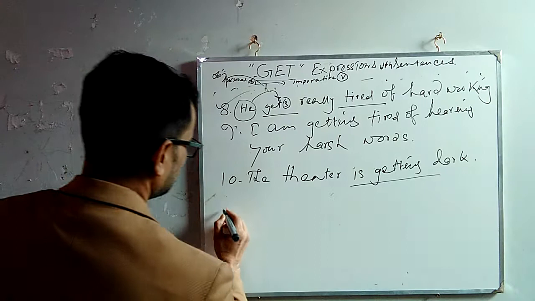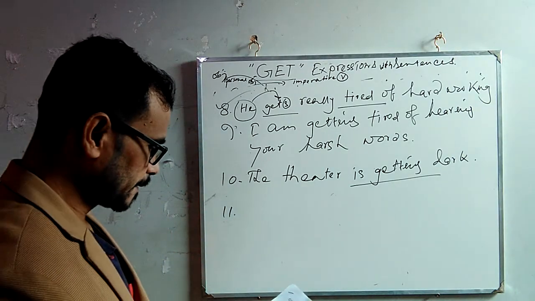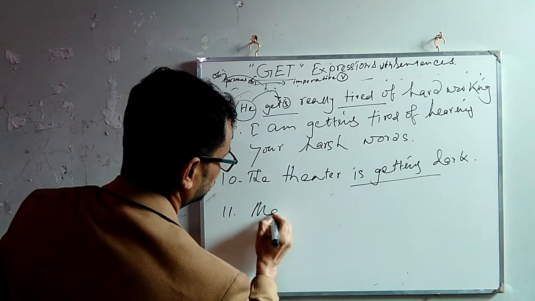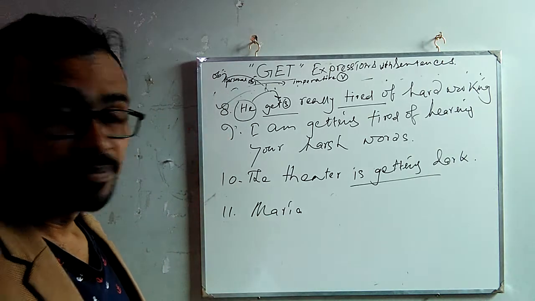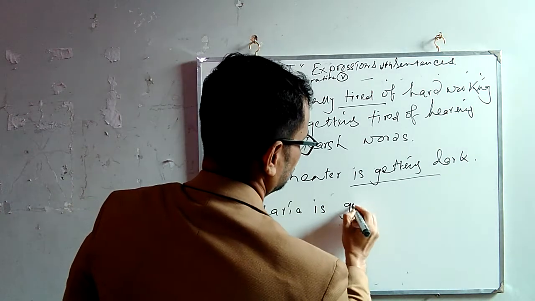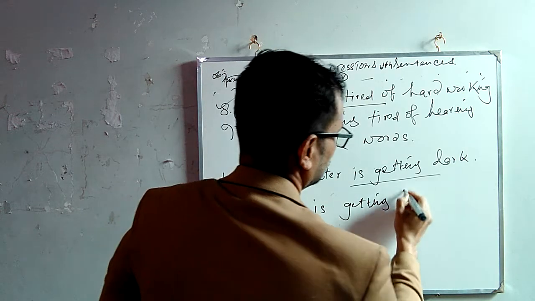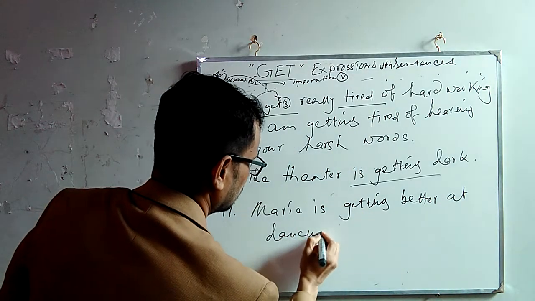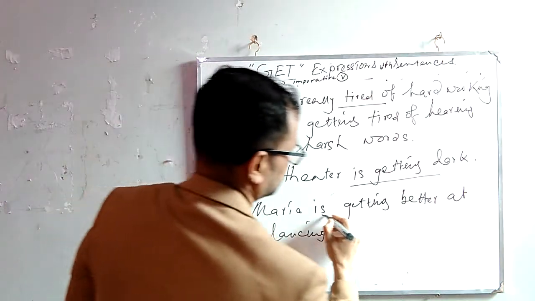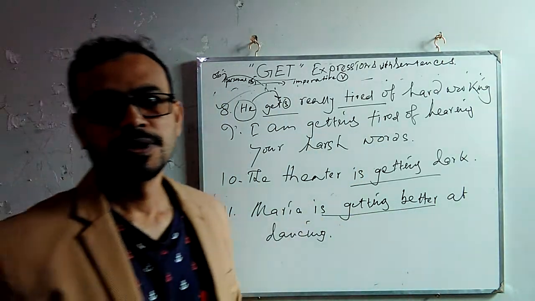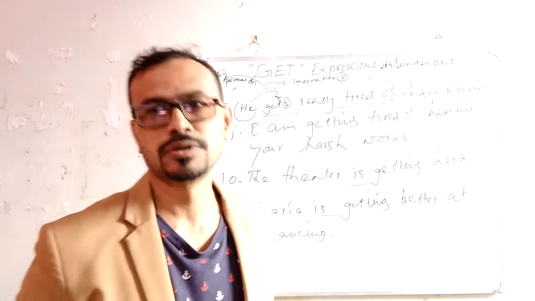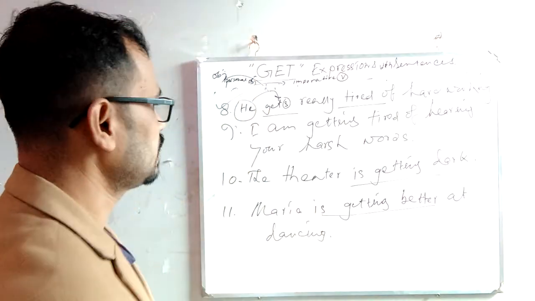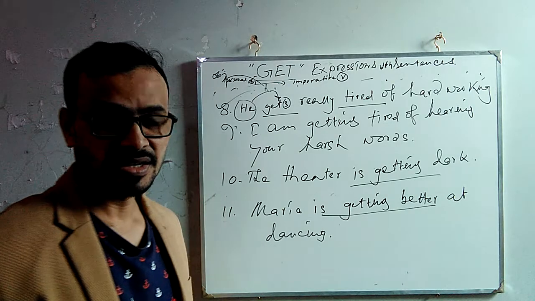The next sentence would be: Maria is getting better at dancing. Is getting better means what? To become successful at one thing, okay, or recover from something. So we mean she is getting better at dancing.